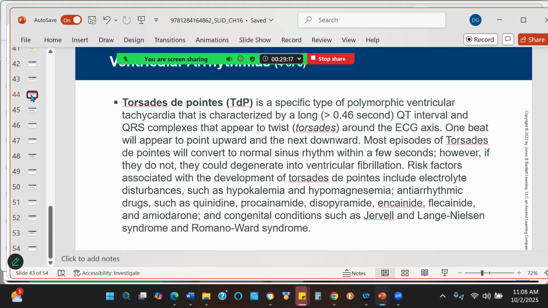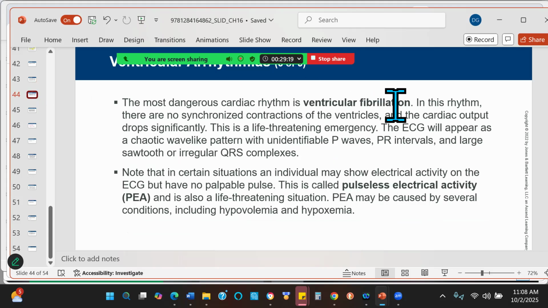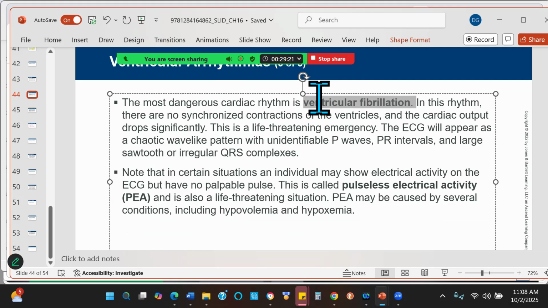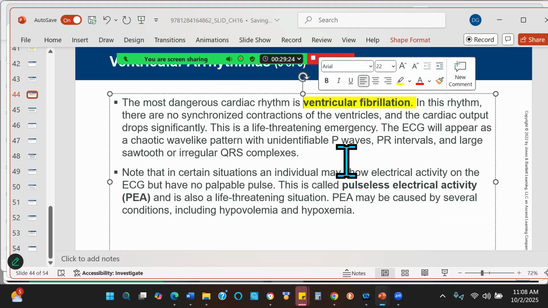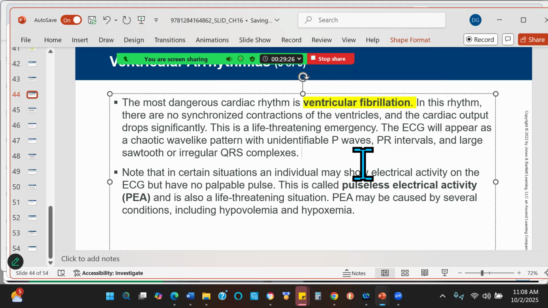That is torsades. The most dangerous cardiac rhythm is ventricular fibrillation, VFib. This will kill you in about 5 minutes. That's all it takes because there is no blood flow.